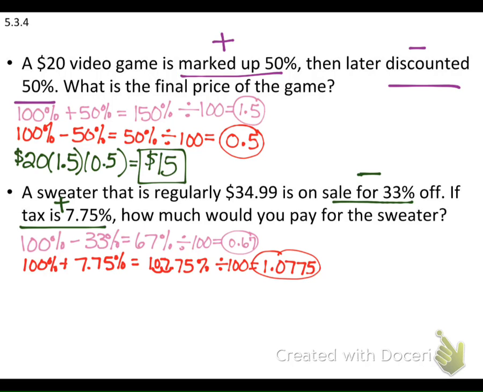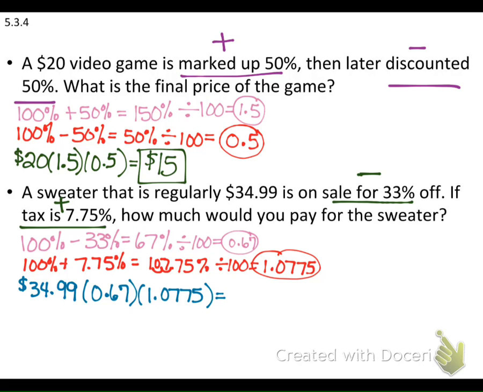Okay, now I have both of my multipliers. So my final step is to do what? You multiply both with the 34. So I take the original amount of the sweater, which is $34.99, and I'm going to multiply it by 0.67, which was my discount, and then by my 1.0775, which is my tax increase.